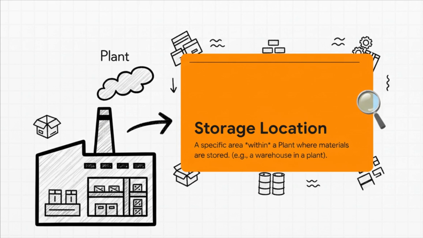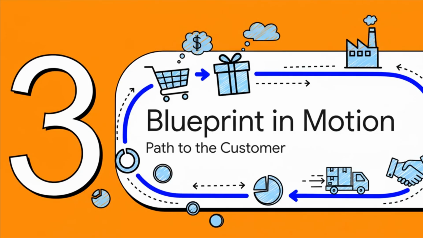It's just a subdivision of a plant, a specific aisle, a certain rack, or a yard where inventory is physically kept and tracked. So you see the hierarchy? The plant is the building, and the storage locations are the rooms inside. So we've got the financial structure, and we've got the operational structure.